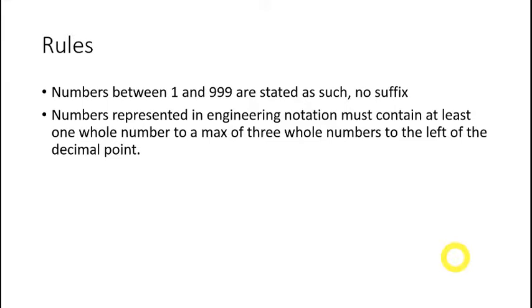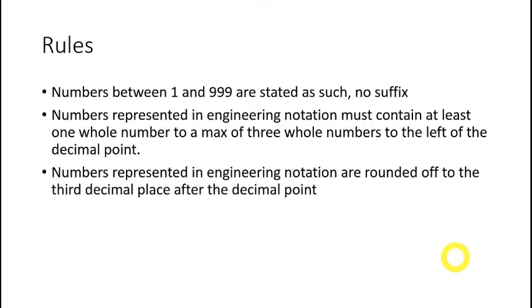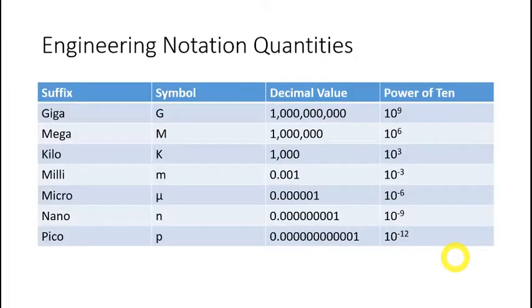So we're talking about a number that is going to be larger than 999 or smaller than 1. Okay? Those are numbers that we are going to notate in engineering notation. So that's very important to realize. And numbers represented in engineering notation are going to be rounded off to the third decimal place after the decimal point, or to the right of the decimal point. And we're going to look at that here in just a moment.